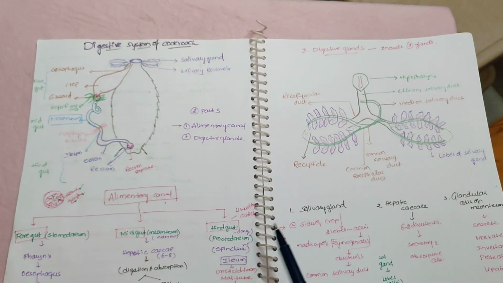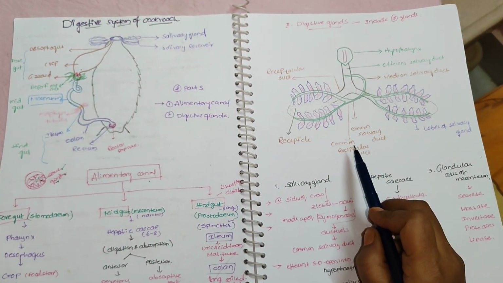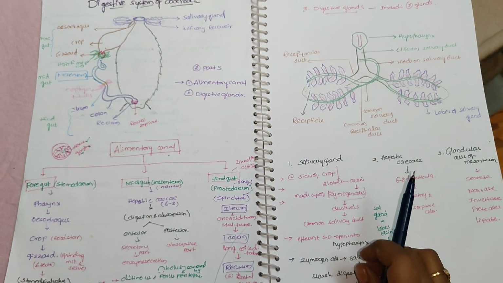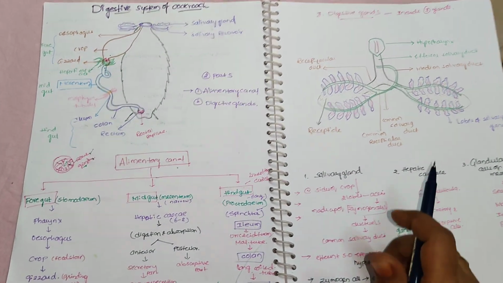Hello everyone. The topic is the digestive system of cockroach, that is Periplaneta. This is a most important long answer question in the IPE.